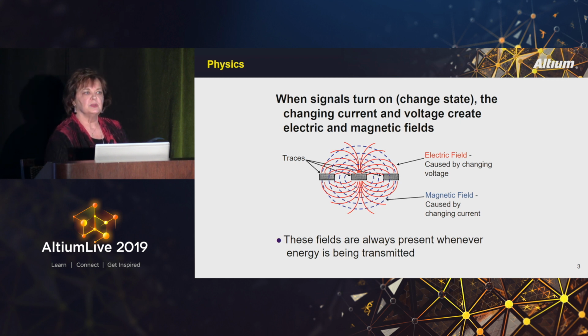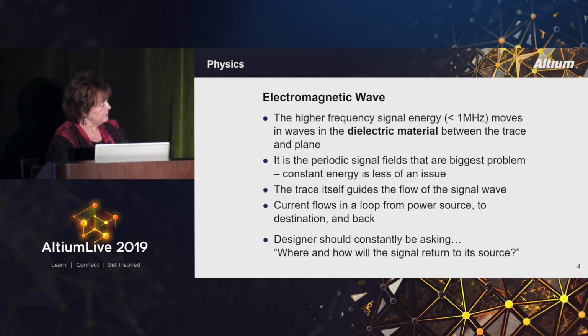And so we want to be sure that we are doing our best when we're routing boards to contain that energy. The more high frequency the signal is, or the faster the rise time the signal is, the more of this energy you're going to have. So they're always there. There's not anything you can do to take them away, but what you can do is work very hard to contain that energy. That energy forms into an electromagnetic wave.